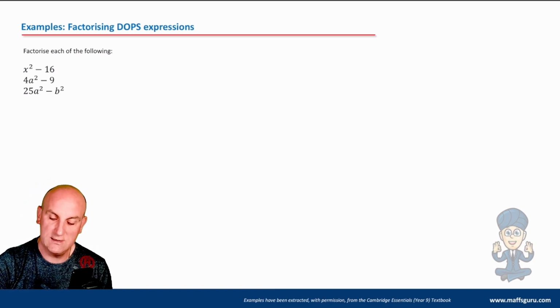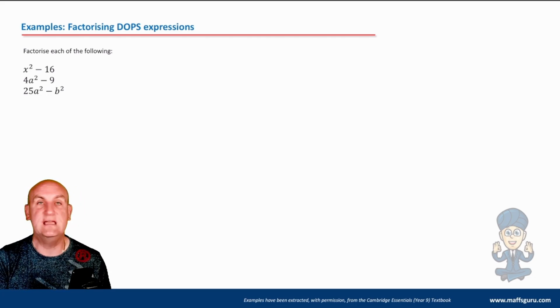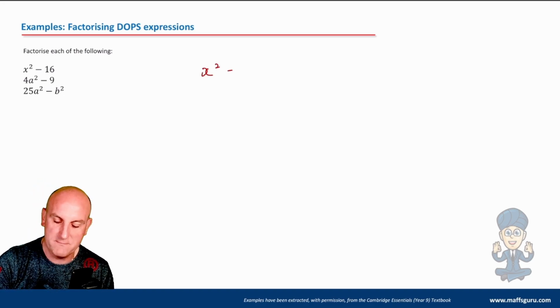Let's see. Let's do it a little bit quicker. Pause the video. See if you can get there first. Okay, it's not a race. It is a race. Life's not a competition. It is a competition. So what have we got here? We've got x squared minus 16. So x squared minus 16.